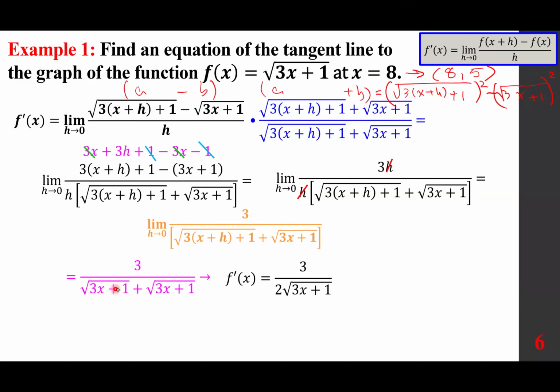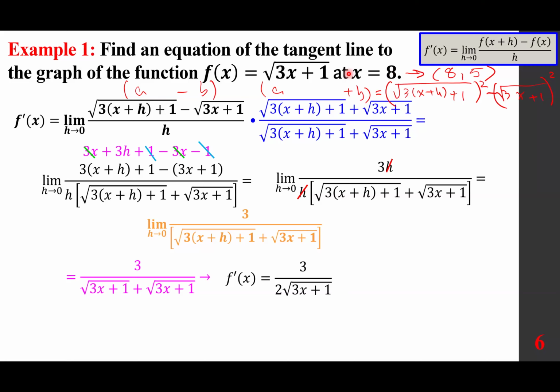This is not the slope of a tangent line. What is the slope of a tangent line? At 8, plug in 8. At 2, plug in 2. At 10, plug in 10. Whatever the number is. So this, in essence, represents infinitely many slopes of tangent lines.